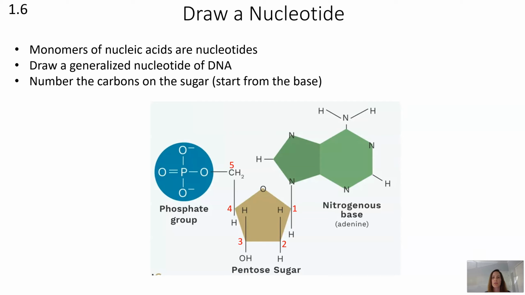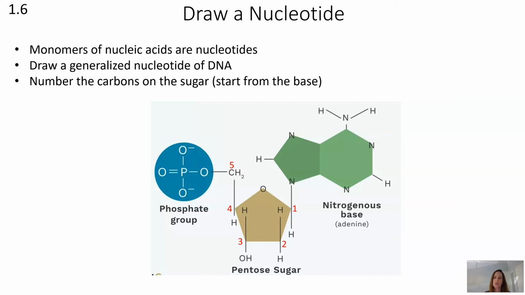What I really wanted you to focus on was the 3 subcomponents. It's okay if you didn't get the details of what, for example, the nitrogenous base actually looks like. But you should know that a nucleotide has a phosphate group connected to a 5-carbon sugar, otherwise known as a pentose sugar, and that's connected to a nitrogenous base.